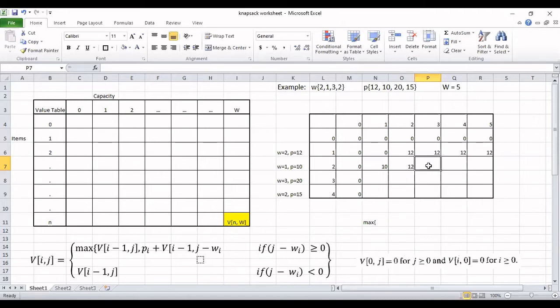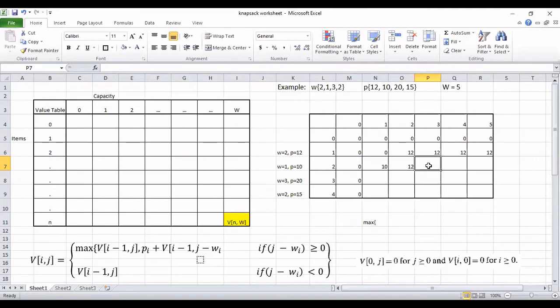How about the next cell? V of 2 comma 3. Logically, the capacity of the knapsack is 3, and we have 2 items, item 1 and item 2, in contention. Item 1's weight is 2, item 2's weight is 1. Can we accommodate both? Yes, logically we can accommodate both. Therefore, when we can accommodate both, the profit becomes the sum of those 2 items, which is 22.